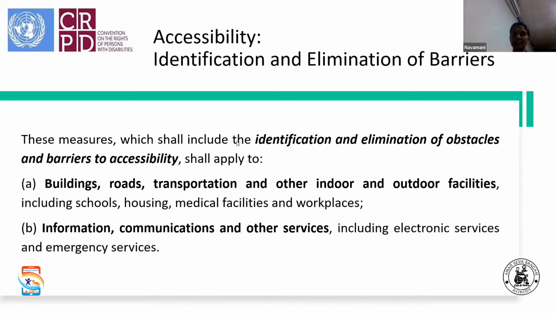Accessibility. The other one is identification and elimination of barriers. These measures shall include the identification and elimination of obstacles and barriers to accessibility in buildings, roads, transportation, and other indoor and outdoor facilities, including schools, housing, medical facilities, and workplaces, and in information, communication, and other services, including electronic services and emergency services.